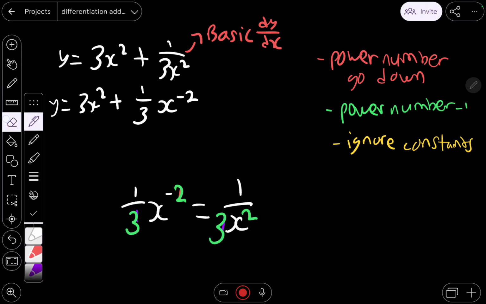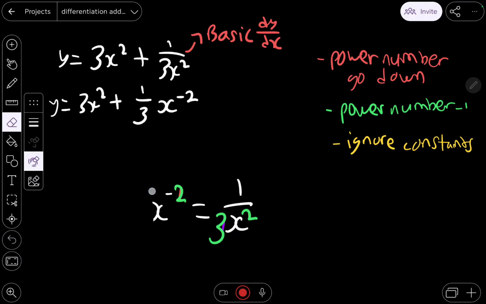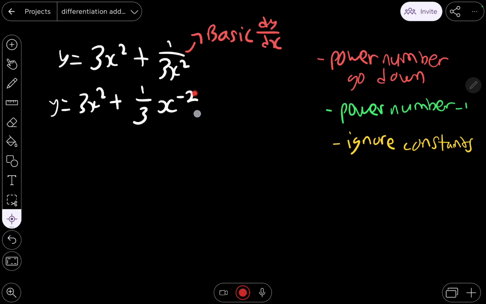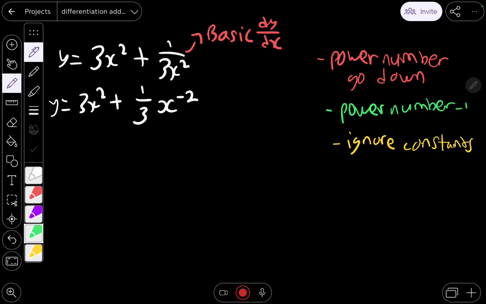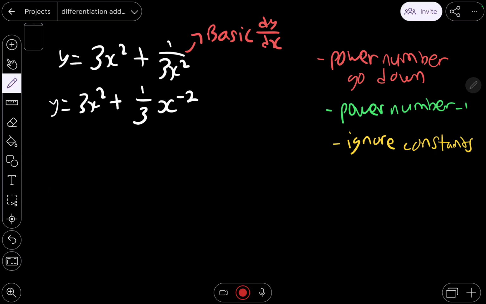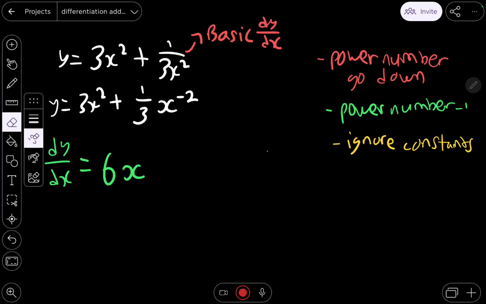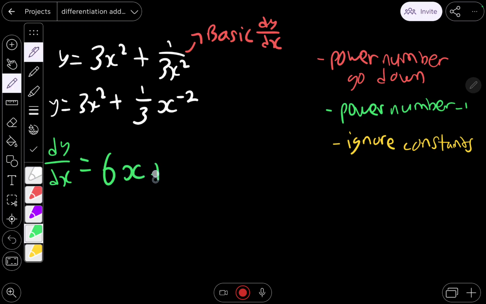Let's ask ourselves this question one more time. Is it now in a proper, nice way to differentiate? Yes. And to elaborate, even though your power is negative here, you can still differentiate. So dy over dx: first term first, power number goes down, power number -1, 3 times 2 is 6, x to the power of 2 minus 1 is just x to the power of 1, which is just x. And now we will add a plus sign.